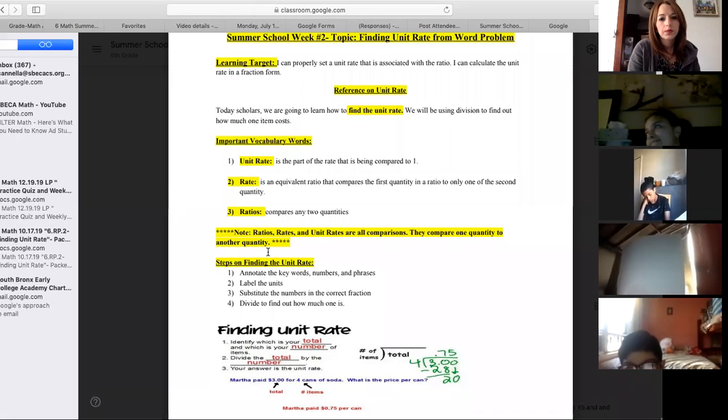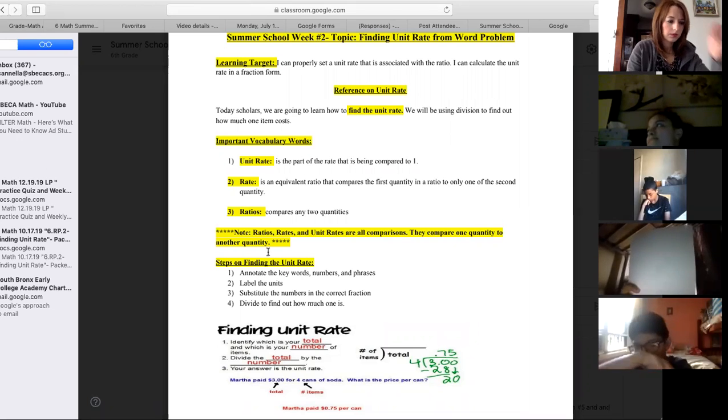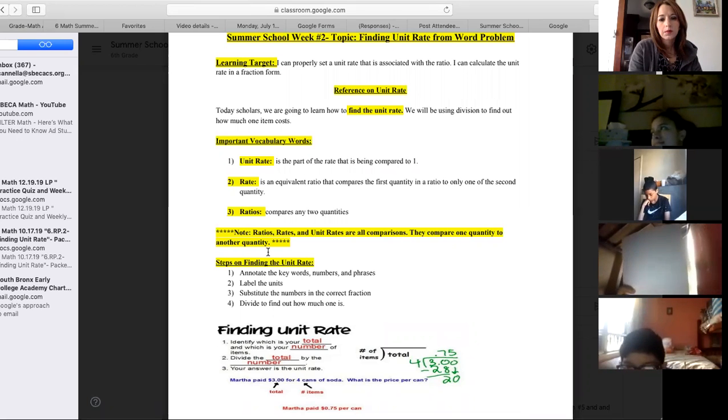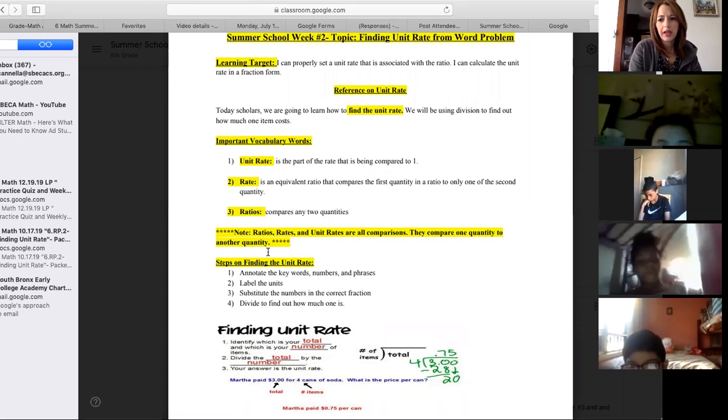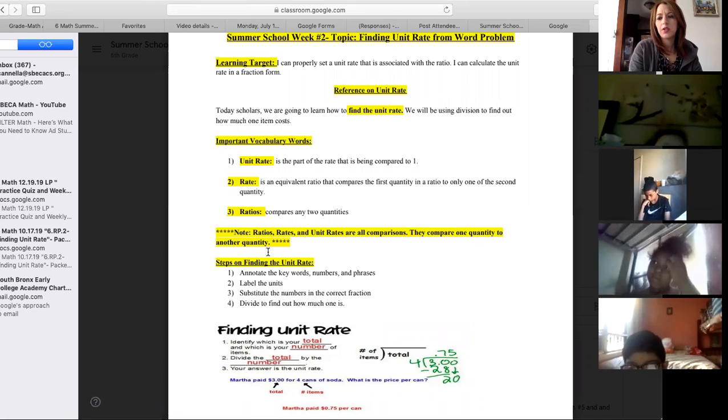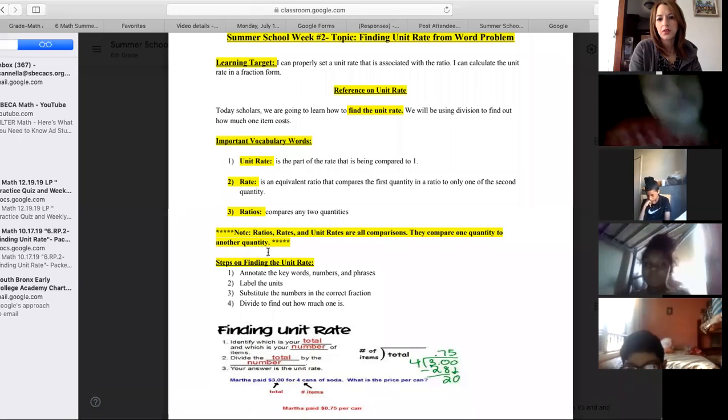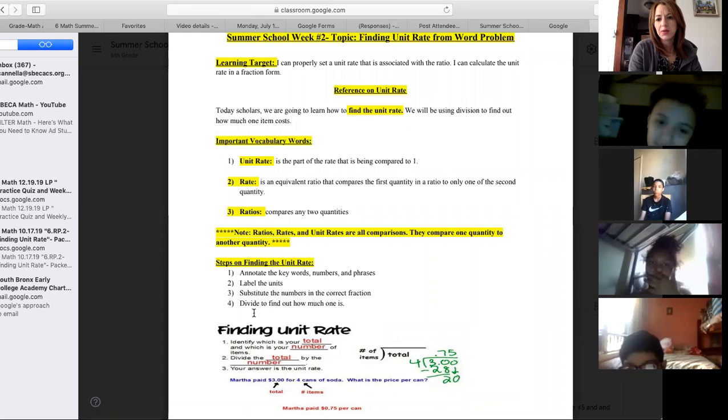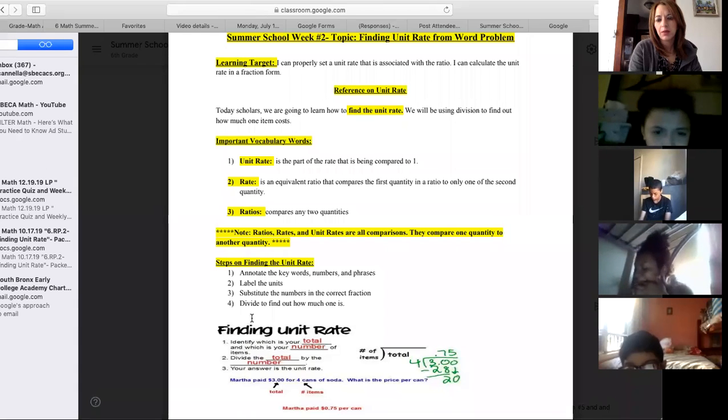Note. Ratios, rate, and unit rate are all comparisons. They compare one quantity to another quantity. Thank you, Leilani. Okay, so today we're going to learn unit rate. Remember, when we find unit rate, folks, we are dividing to figure out how much one costs. So Leilani, can you read me the 4 steps? What are the 4 steps we have to do to find the unit rate? What does it say on page 1?